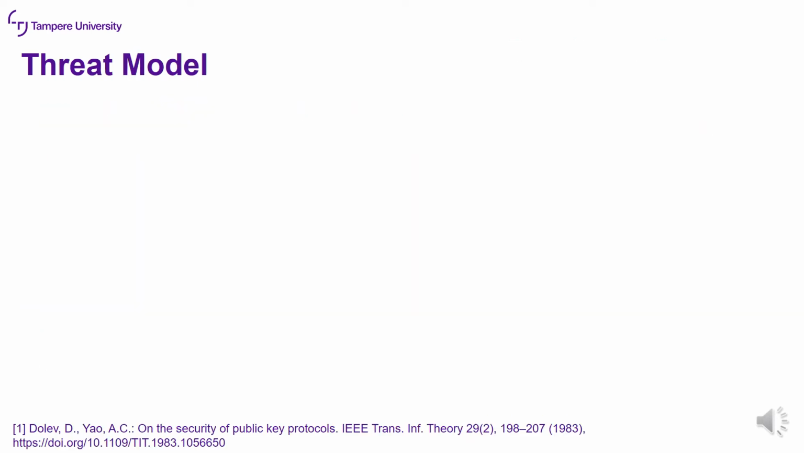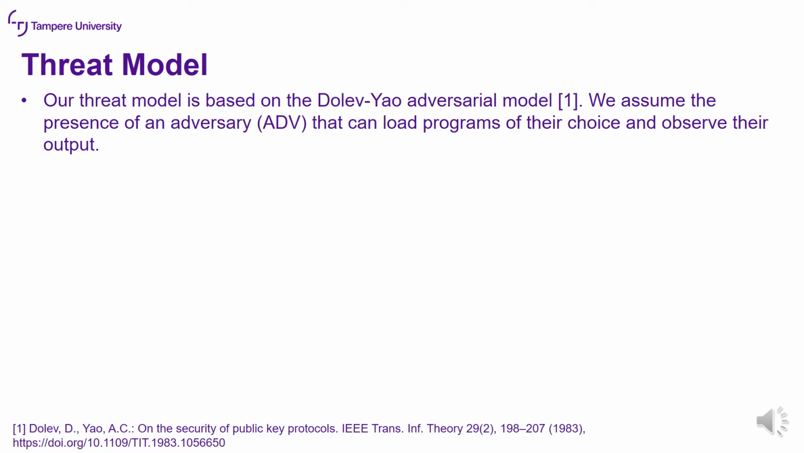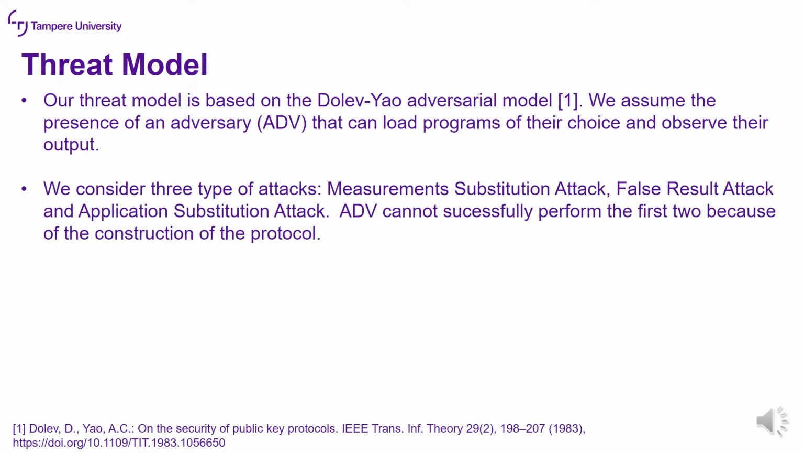Against the protocol that we have just seen, we consider an adversarial model based on the one that Dolev and Yao presented in their paper. We assume the presence of an adversary that is able to load programs of their choice and observe their output. Within this threat model, we consider 3 types of attacks: measurement substitution attacks, false result attacks, and application substitution attacks.